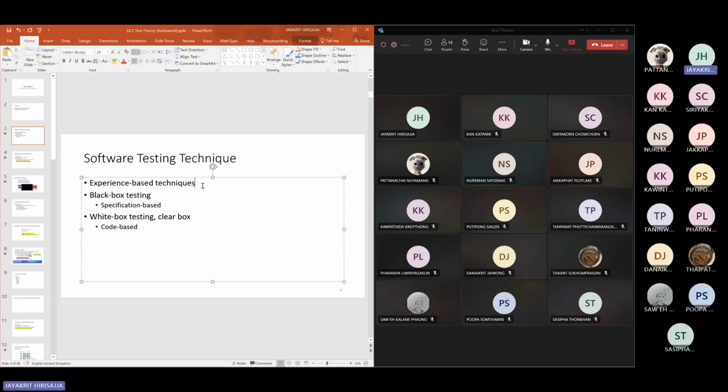But yes, some people may say that we have experience-based software testing technique. Yes, that's fine. But this is not well explained. It cannot be well explained. How can you judge the experience of the tester, on how long they have been working, or on how successful they are at testing, or whatever it is?